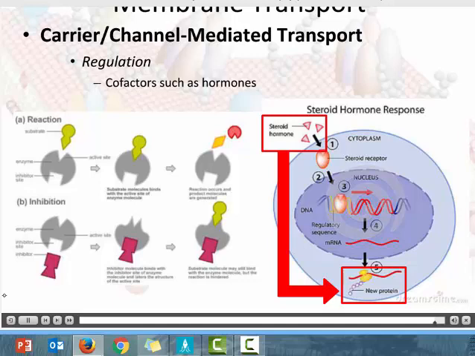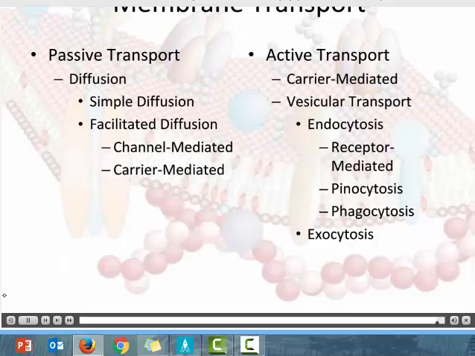Okay? So carrier-mediated transport can be passive. When carrier-mediated transport is passive, we call it facilitated diffusion. Facilitated diffusion moves substances across the membrane down that substance's concentration gradient. Carrier-mediated transport can also be active, and so we're going to use active transport proteins. These active transport proteins move substances against the concentration gradient, which requires energy.